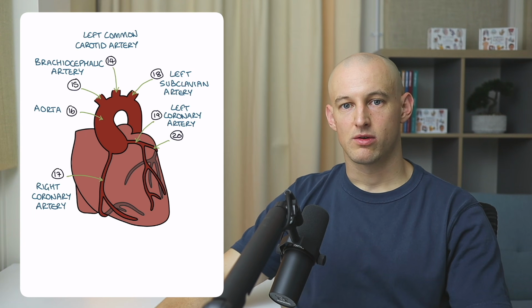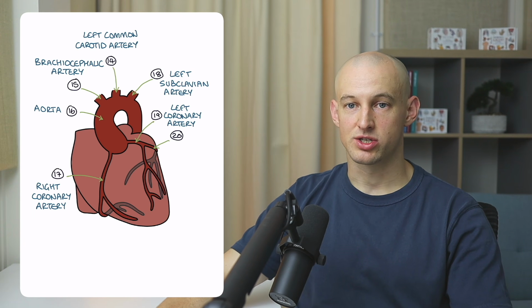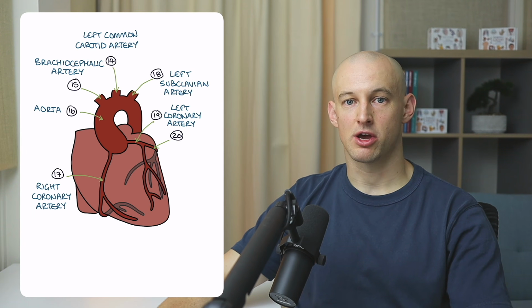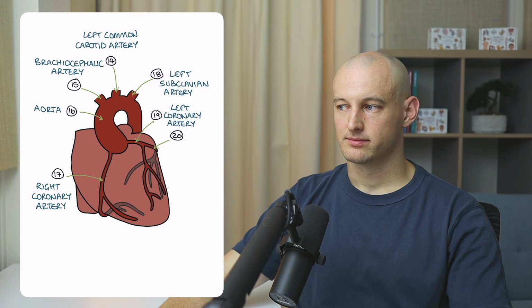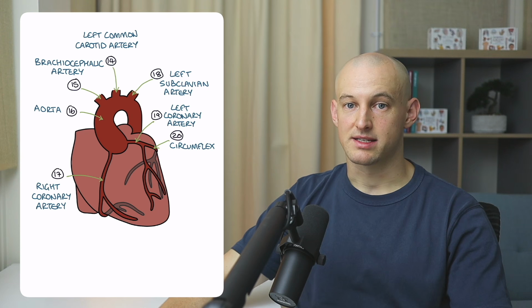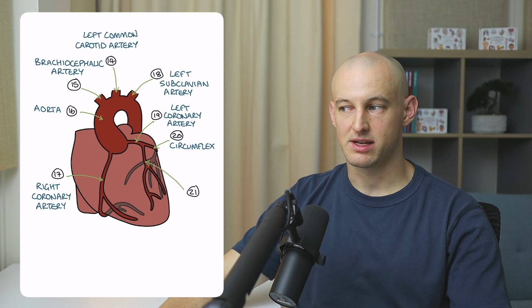Question 20. What is the name of this branch of the left coronary artery that's going round the side and the back of the heart? The circumflex artery. Question 21.